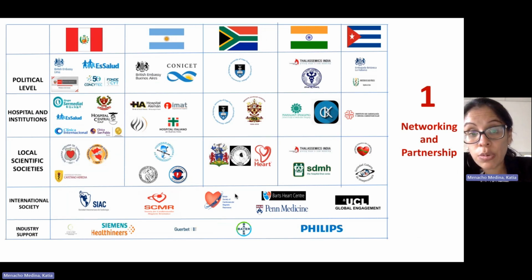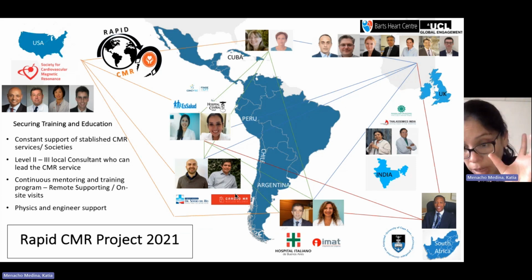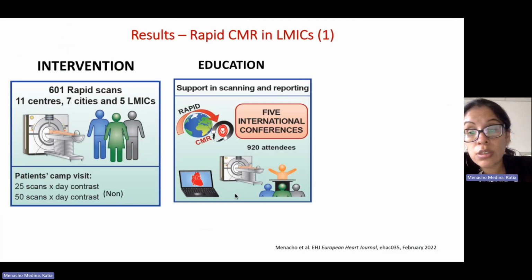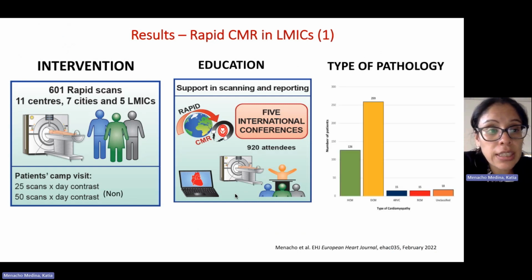Five countries supported this project, and you can see the support at different levels: hospital, political level, scientific societies, the networking between my university, and also the support of the CMR and the leaders of each participant center, which is very important. And you can see the results: in total we scanned 600 rapid scans in 11 centers, 7 cities, and 5 middle-income countries.